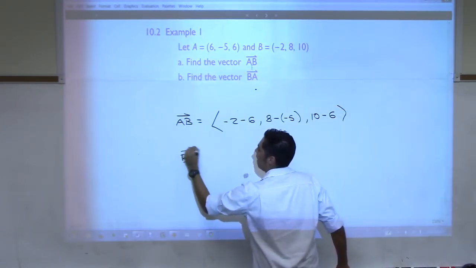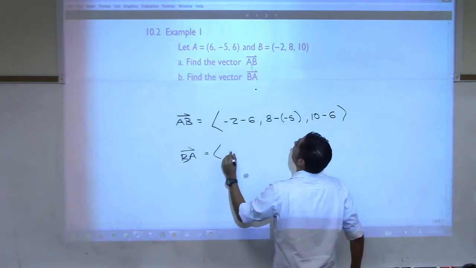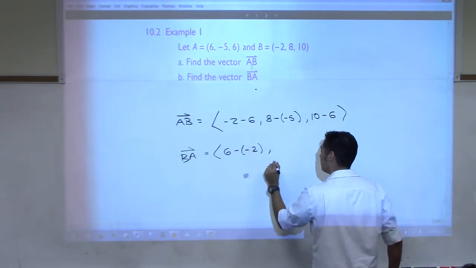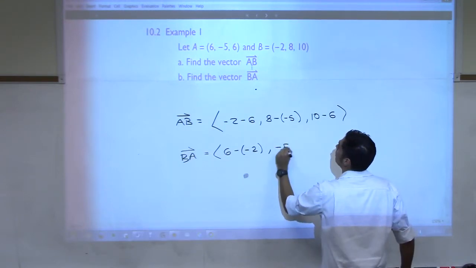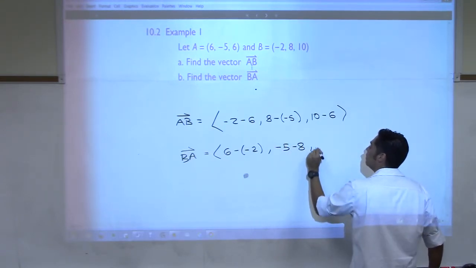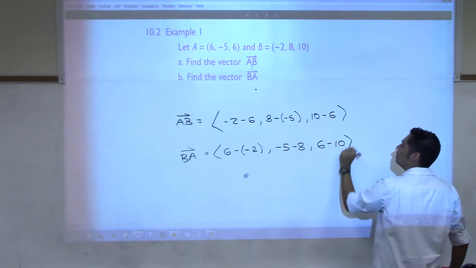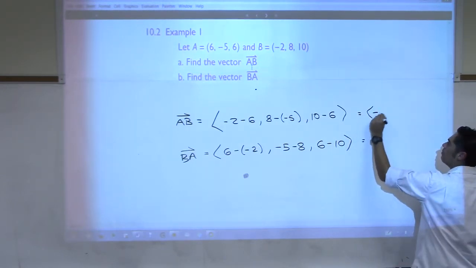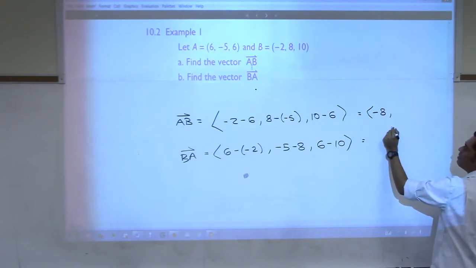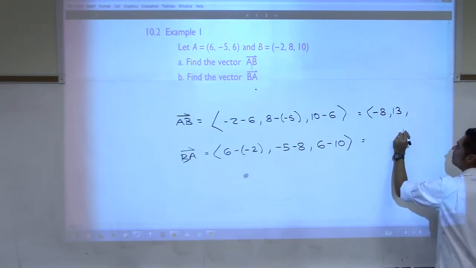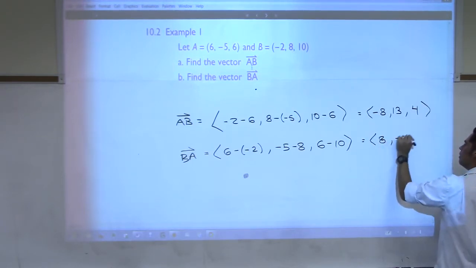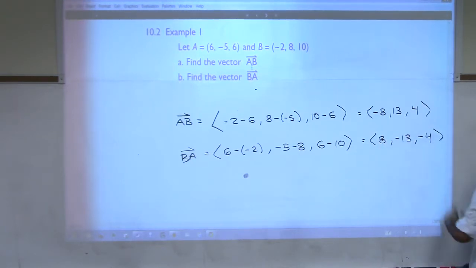The one from B to A is the other way around, right? So 6 minus -2, -5 minus 8, 6 minus 10. Now, I want you to see the answers because there's something somewhat interesting about them. I don't know if it's too interesting, but is that what you get?